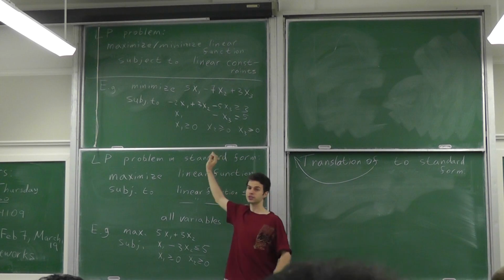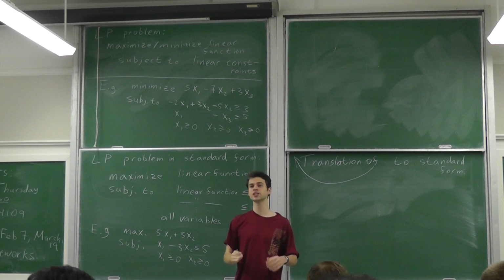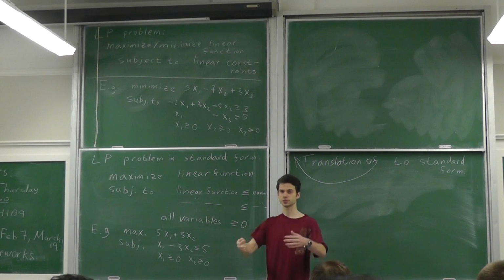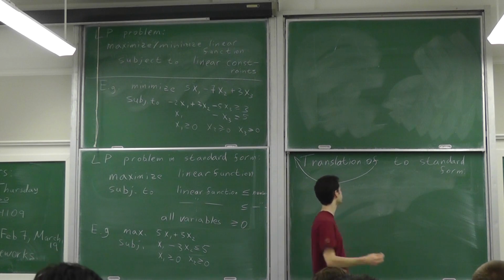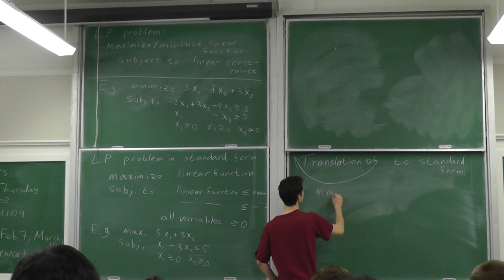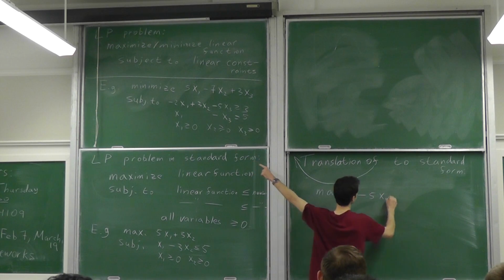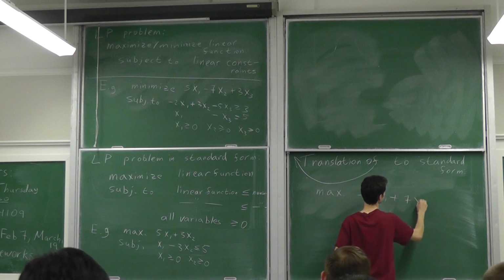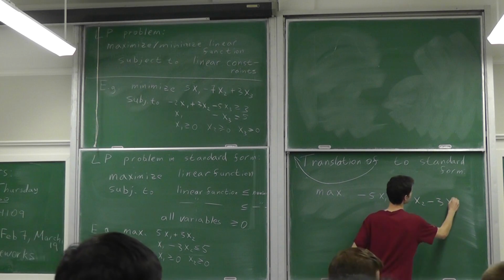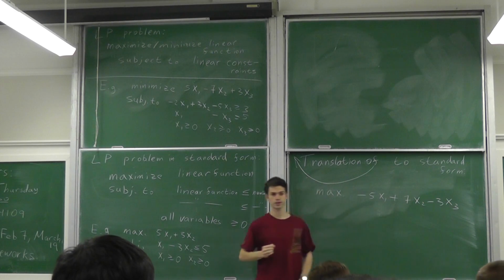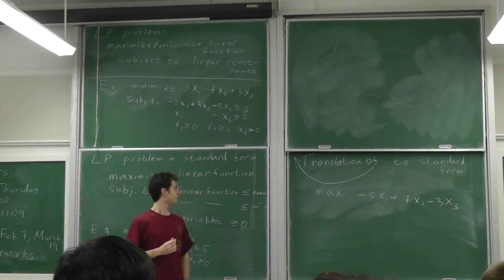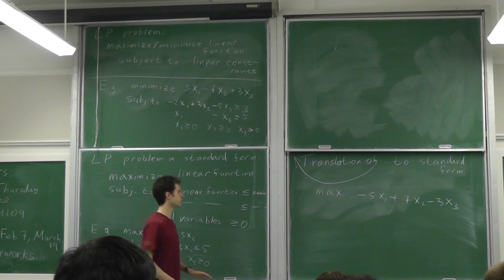So first idea, instead of minimizing a quantity, I'll maximize its negative. So the smaller the quantity, the larger is its negative. So my problem will be about maximizing now minus 5x1 plus 7x2 minus 3x3. Good. So now my problem is about maximizing the function.